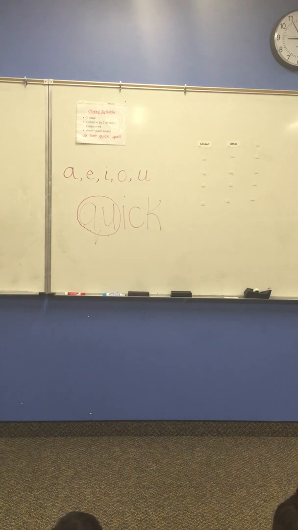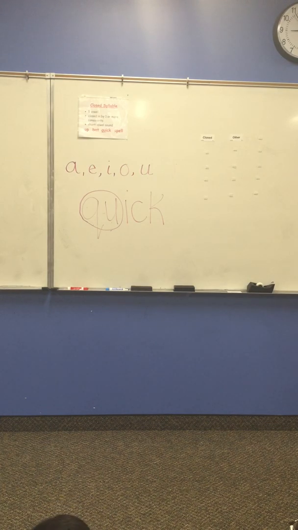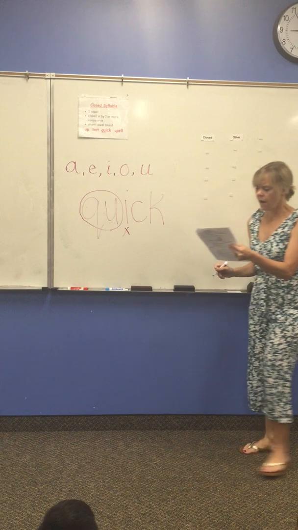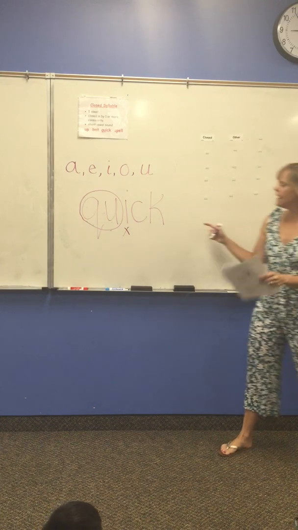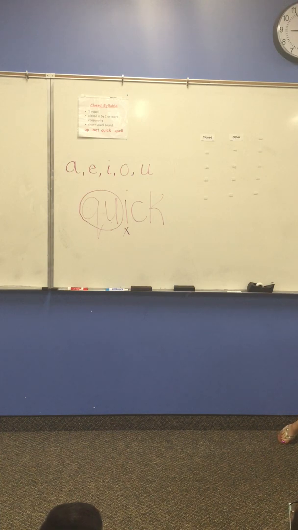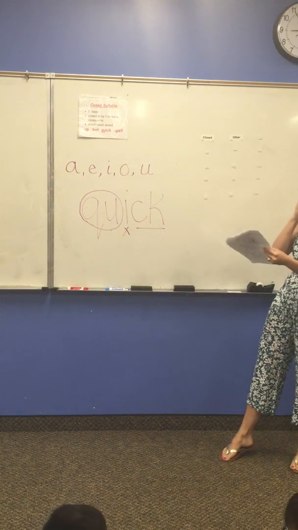How many vowels do you see, everyone? One. Let me hear everyone's voice. How many vowels do you see? One. Name it. I. Are there consonants closing it in at the end? Yes. Name them. CK. There you go. And CK makes one sound.